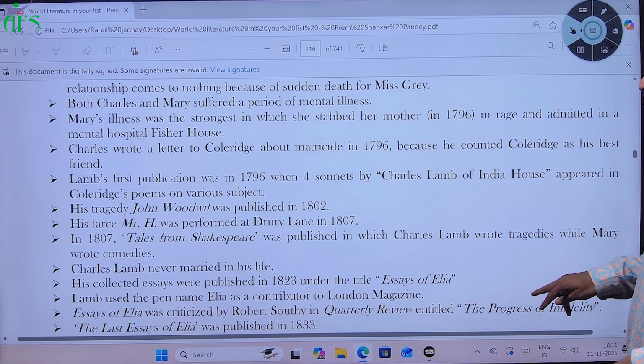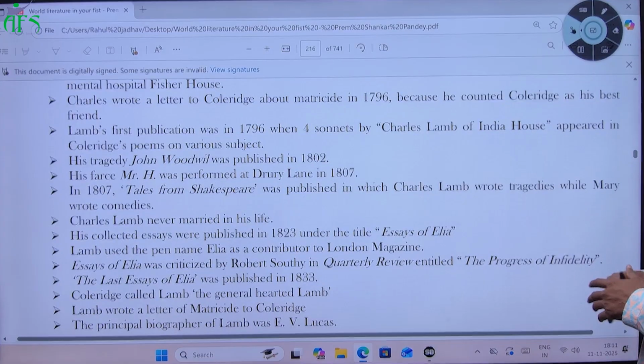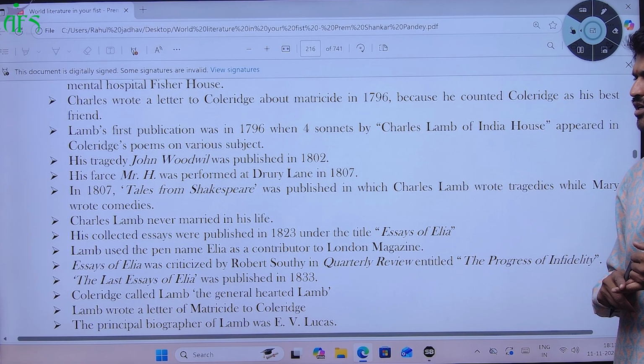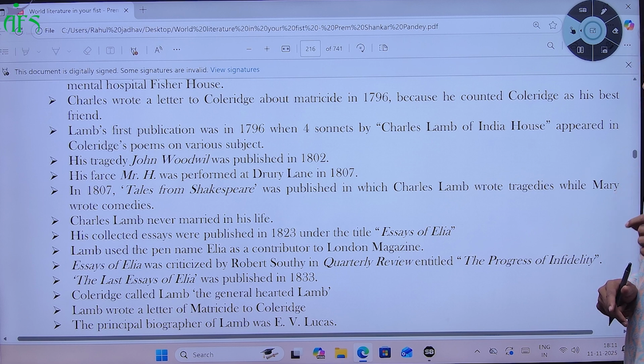So his first publication was in 1796. Four sonnets by Charles Lamb of India House appeared in Coleridge's Poems on Various Subjects. His tragedy John Woodville was published in 1800. His farce Mr. H was performed at Drury Lane in 1807.